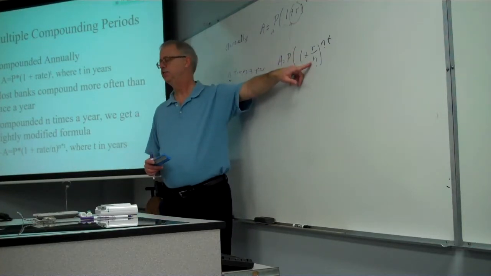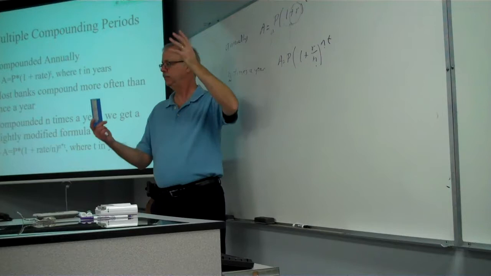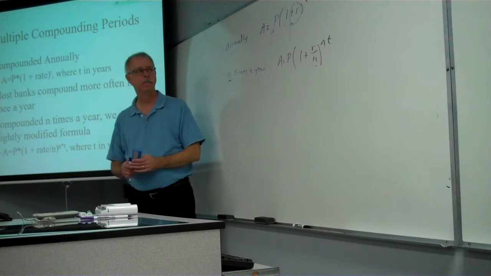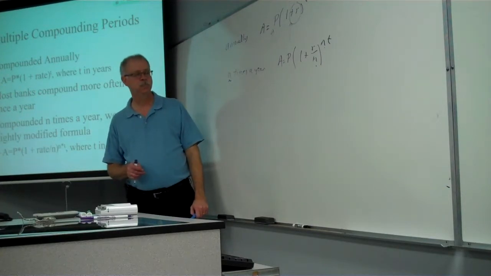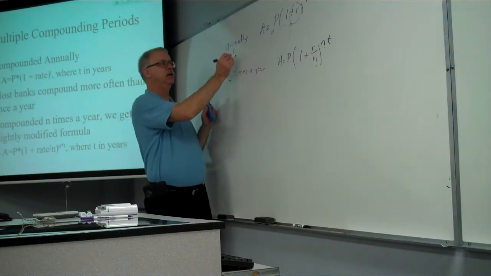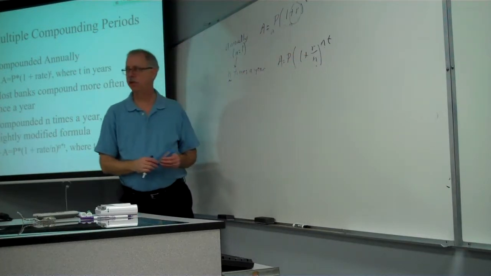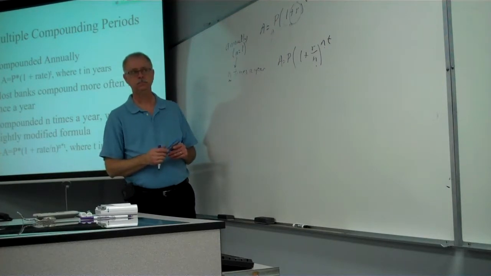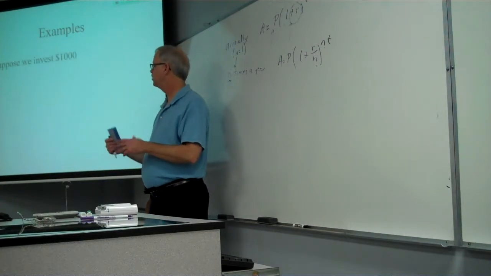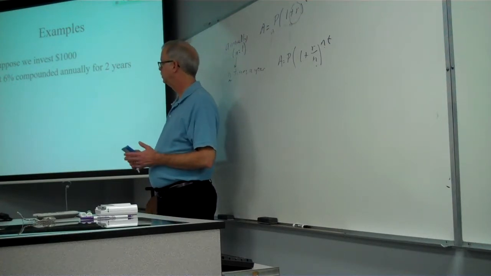The rate divided by n, because we're getting, say, 8%, but we're doing it 4 times a year. Each time we compound, we're really only getting 2% added to it. But we're doing it 4 times more often. And notice, annually is n equals 1. And if n is 1, it's exactly the same formula.